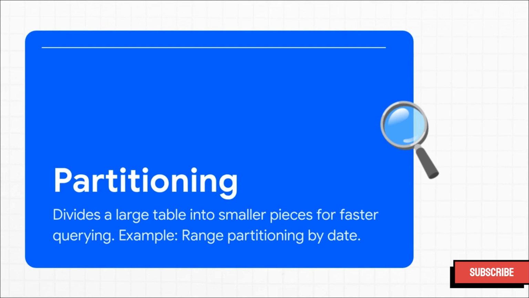Imagine you have one single table with billions, and I mean billions, of sales records. Trying to find last month's sales would be an absolute nightmare. That's where partitioning comes in. It's like taking a giant axe and chopping that table into smaller monthly chunks. So now, when you ask for last month's data, the database knows to only look in that one specific, much smaller partition. It is a huge win for performance.